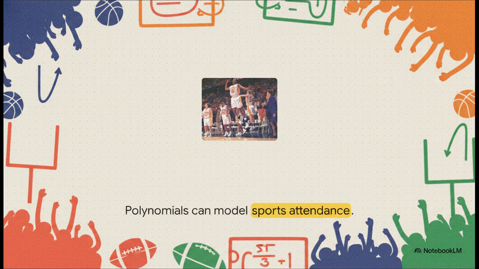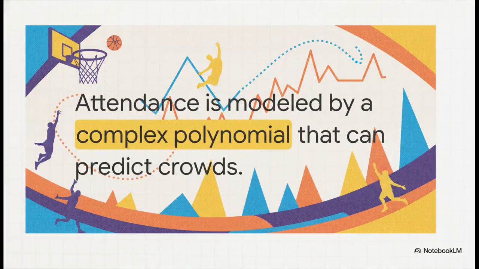Polynomials and the theorems we use to break them down, they also govern the world of sports. For instance, look at this. The total historical attendance at NCAA women's basketball games is actually modeled by this complex third-degree polynomial. By dividing this massive attendance polynomial by a simpler linear model that represents the number of active teams, data analysts can accurately predict the average per-team attendance year over year. It lets them adjust for growth in both the fan base and the league size simultaneously.